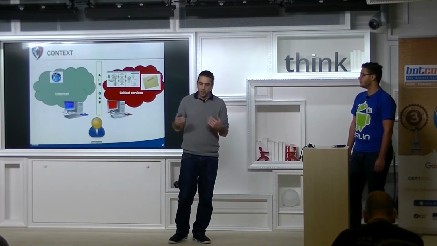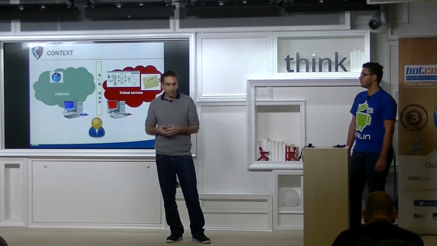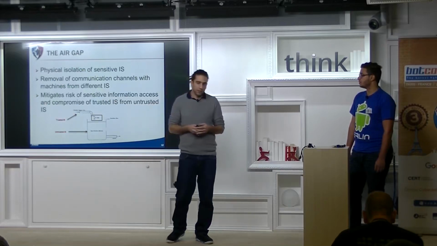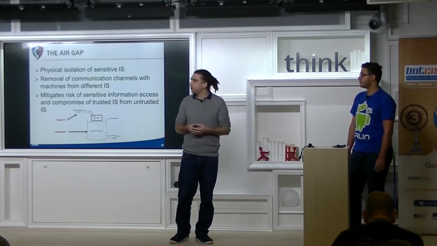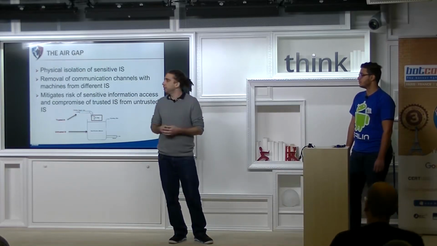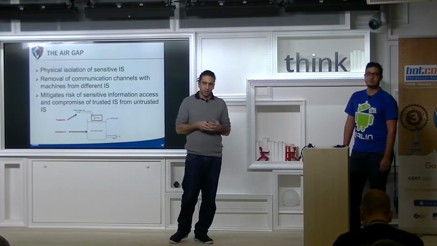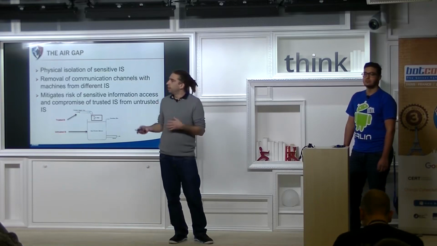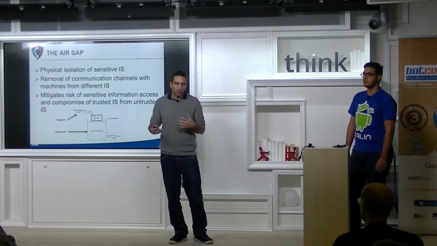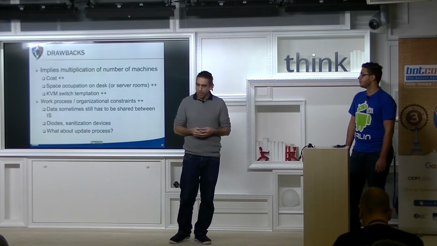So the idea behind the air gap is to physically separate both information systems. A more formal definition: the air gap is a physical isolation of the information systems, of the sensitive ones. It consists basically of a removal of the communication channels or interfaces with the machines from different, less trusted information systems. And the goal is to mitigate the risk of interaction between those information systems.